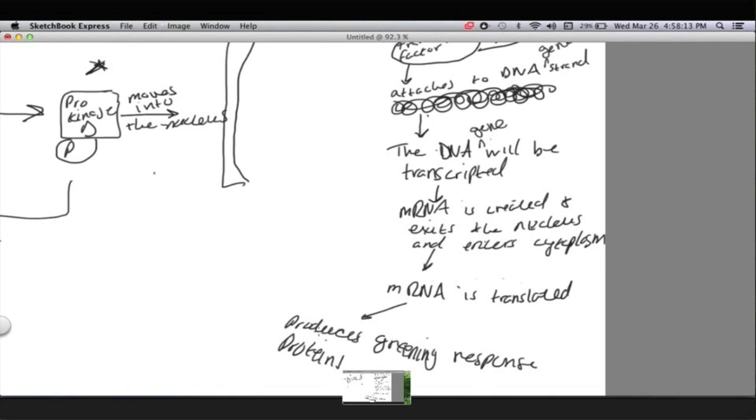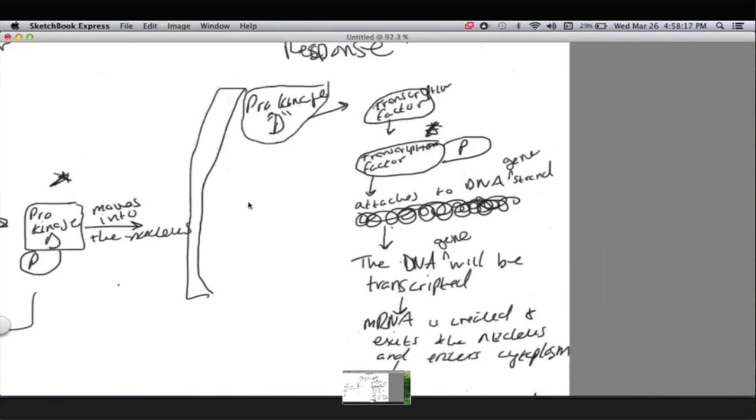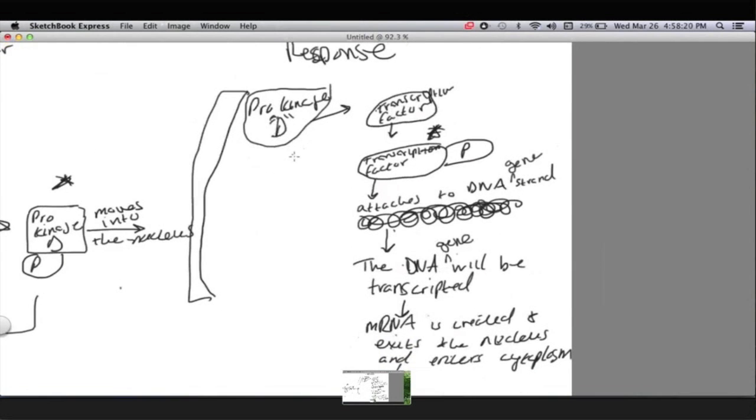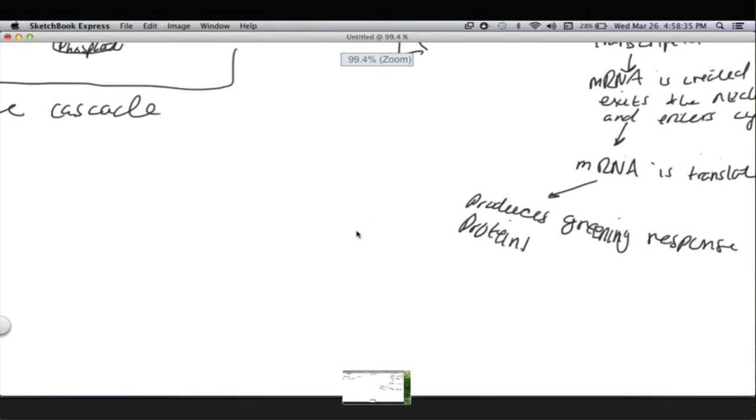Okay, excellent. Let's scroll up a little bit to give ourselves a little bit more room. All right, there were a couple key things we left out, but overall that was an excellent answer. I'm sorry, let's scroll. I guess I meant scroll down. Back to the greening response proteins. One second, sorry.